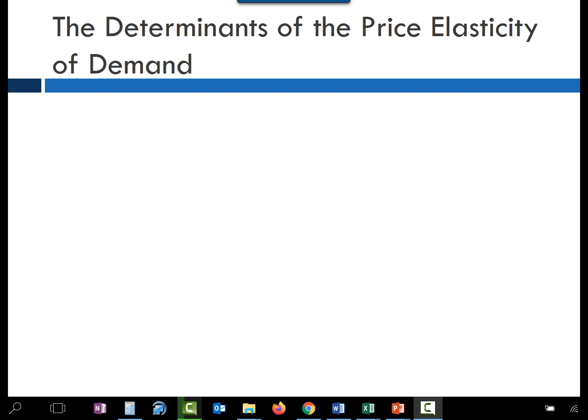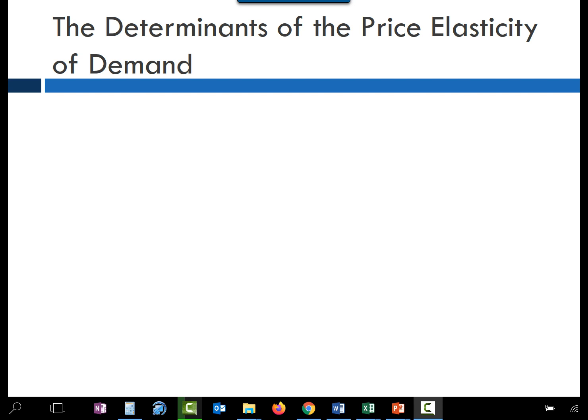All right, now that we've got the math out of the way, let's talk a little bit about what this means. So we can calculate this number, but that's only half the battle, right? We have to be able to use this information. We have to understand what this is telling us. So first of all, let's talk about what determines the price elasticity of demand.